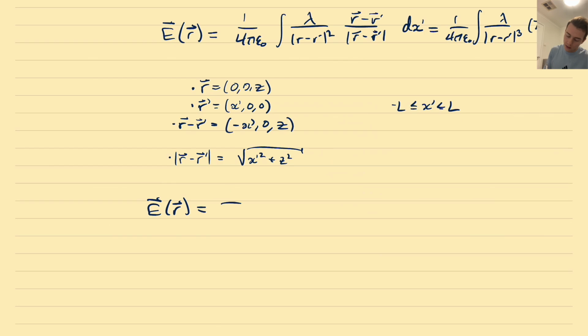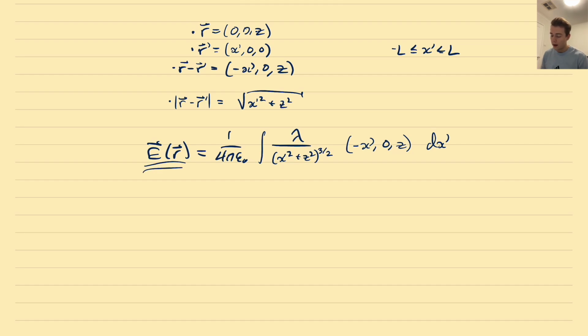The electric field equals 1 over 4 pi epsilon 0 integral of lambda over x prime squared plus z squared to the square root, which is power half, and then cube it, so 3 halves. And then I put in the vector direction (minus x prime, 0, z) dx prime. So we have one integral for each of the 3 directions of the electric field. Happily, the y direction is 0.